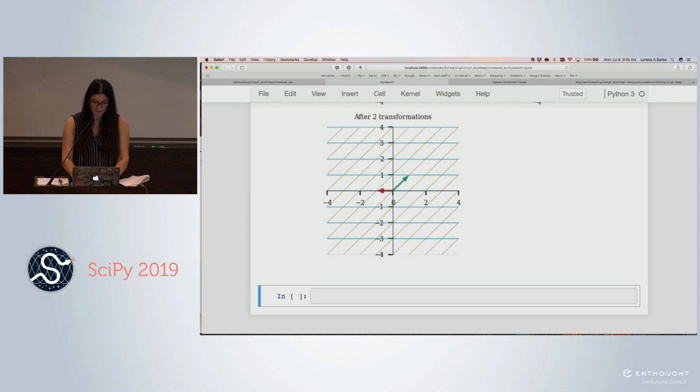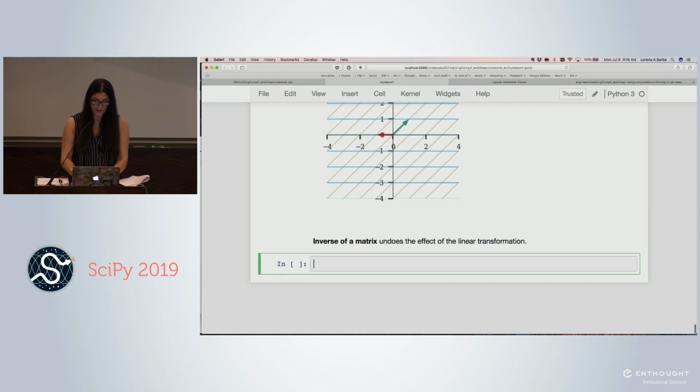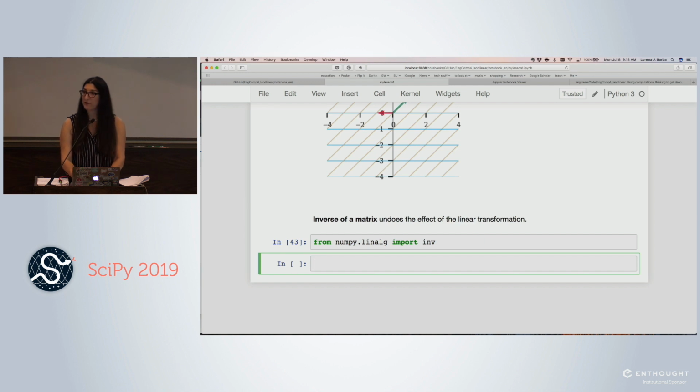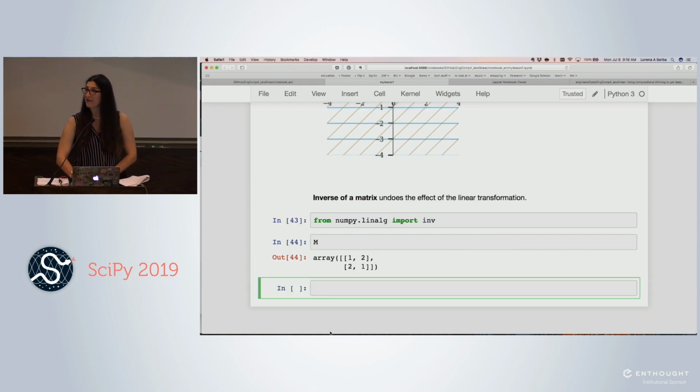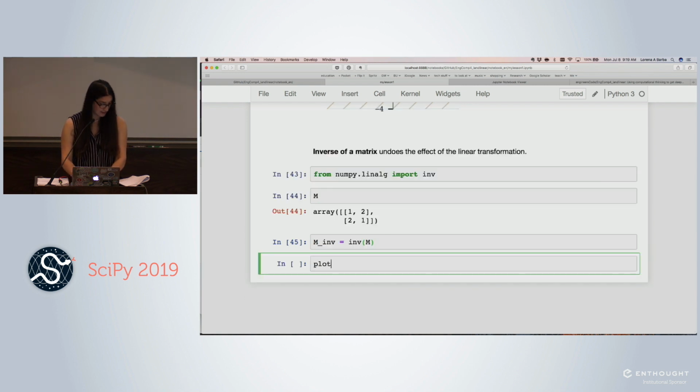In Python, the inverse, we're going to do it with NumPy.linalg, the linear algebra submodule, and we're just going to import this one function, inv. And then we have already, what's the matrix M? Okay, we already have this matrix M. So now we're going to compute M inverse, and that's going to be the inverse. Python gives us the opportunity to get the inverse, and we can now plot the linear transformation.